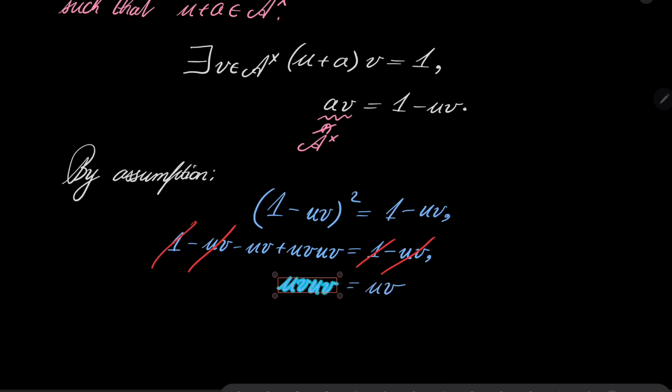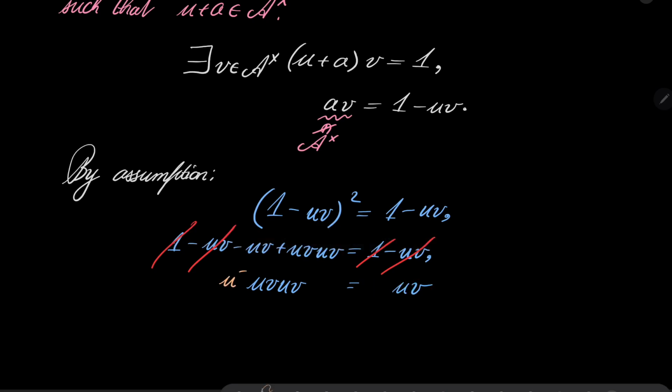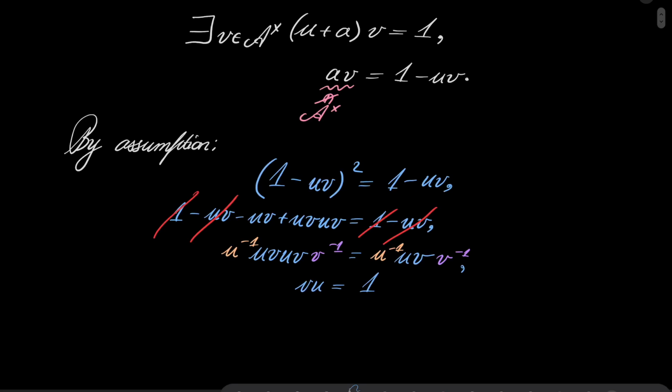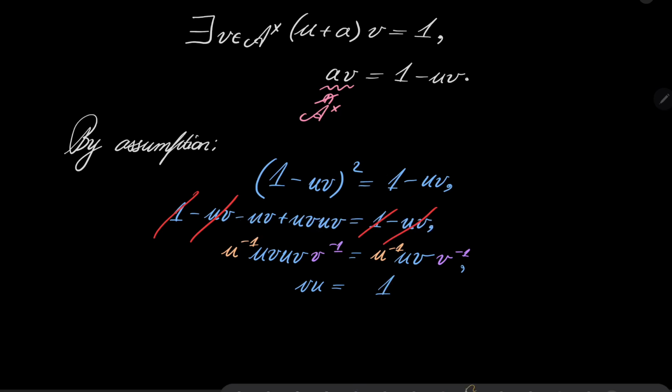And now what I will do, I will take this equation, multiply on the left-hand side by u inverse, and on the right-hand side by v inverse. They exist by assumption. So I get vu equals 1. So they are inverses of each other. Alright, so but this means, of course, if I multiply by v inverse, once again, let's multiply by maybe u inverse.